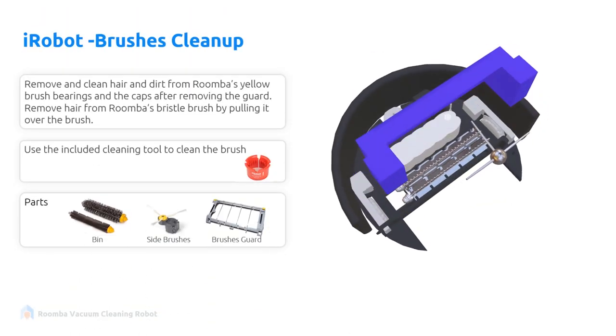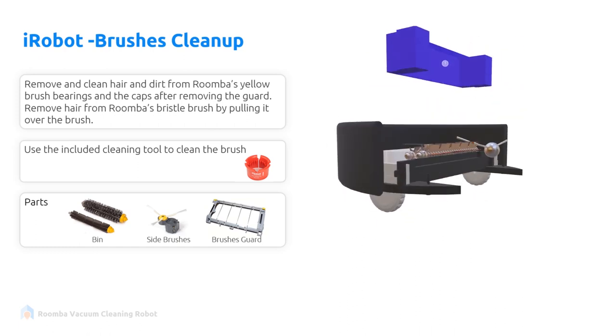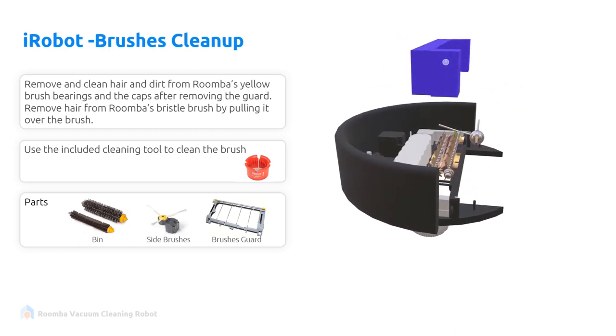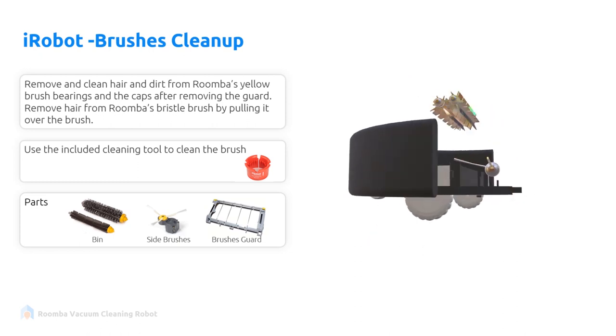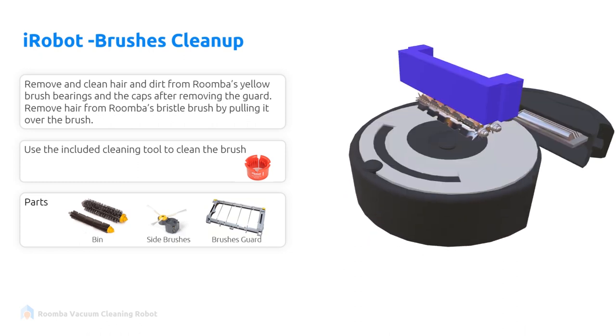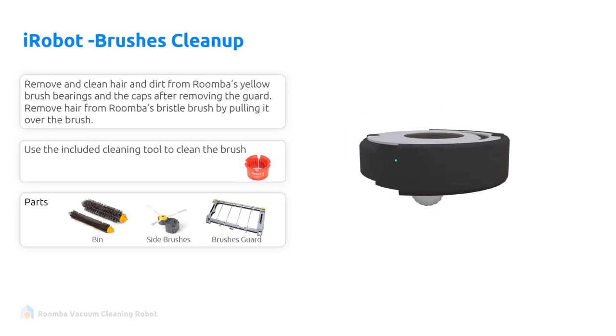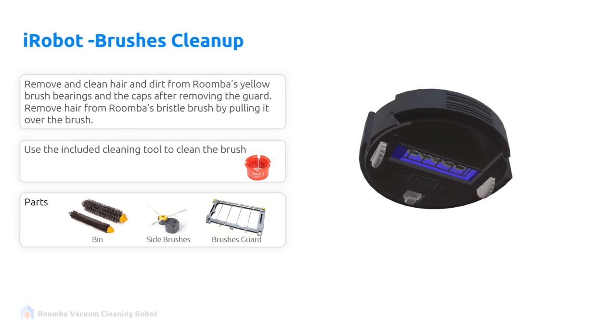Remove and clean hair and dirt from Roomba's yellow brush bearings and the cups after removing the guard. Remove hair from Roomba's bristle by pulling it over the brush. Use the included cleaning tool to clean the brush.